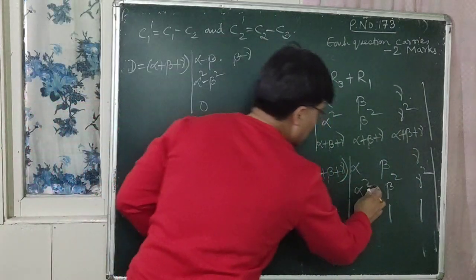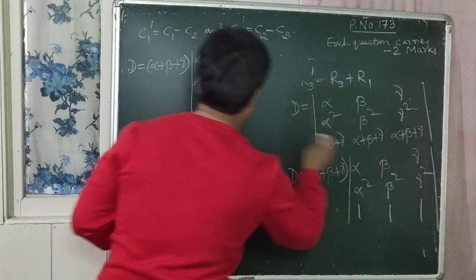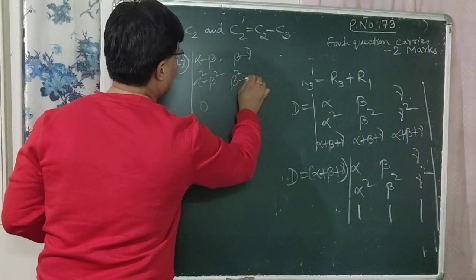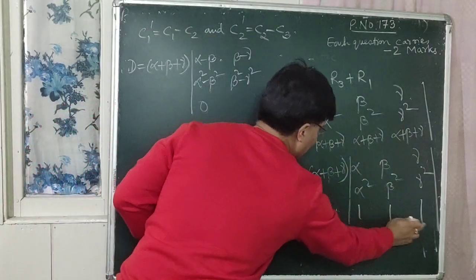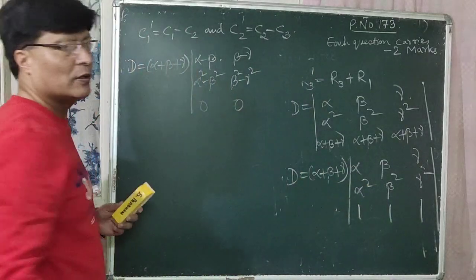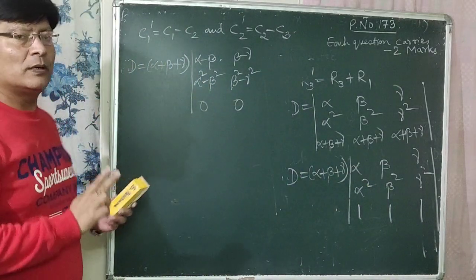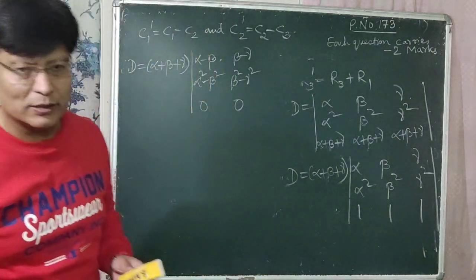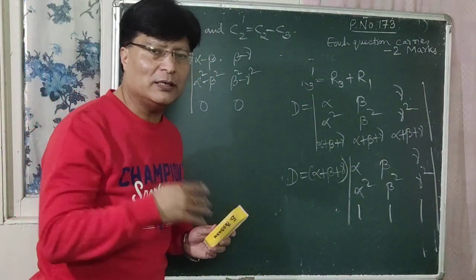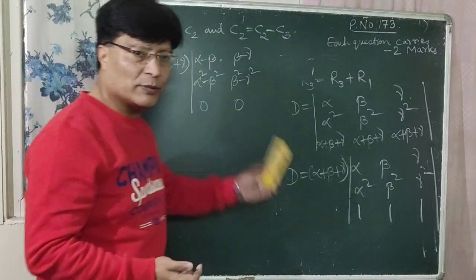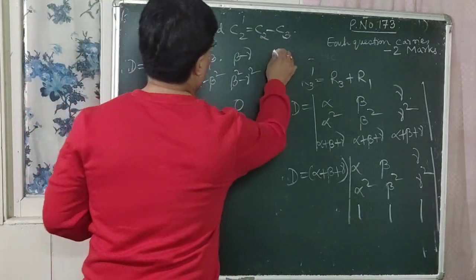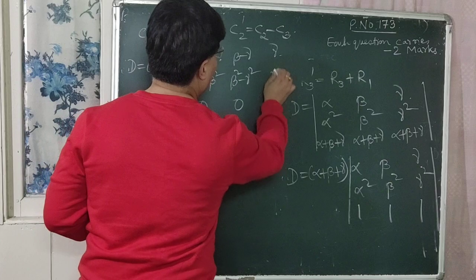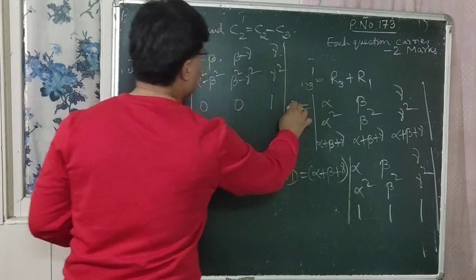This column is changing using the property C1 minus C2. Why are we using C1 minus C2? Because 1 minus 1 will always be 0. So, what is C1 minus C2? Alpha minus beta. Next comes alpha square minus beta square. Next comes 1 minus 1 is 0. Is that clear? So, column 1 is changed.